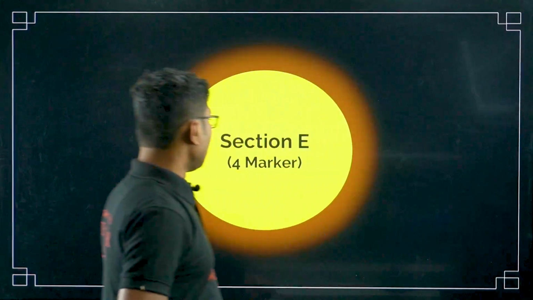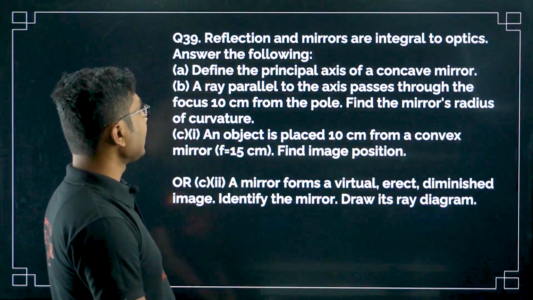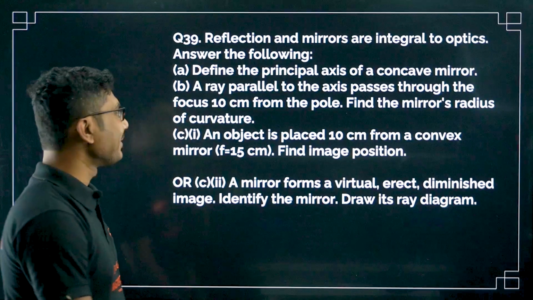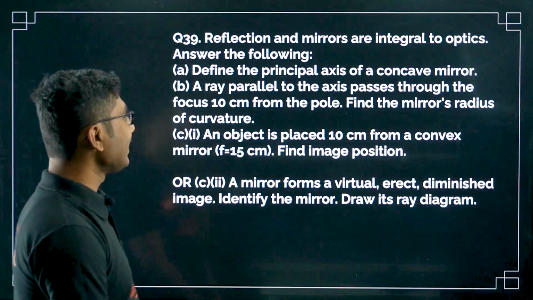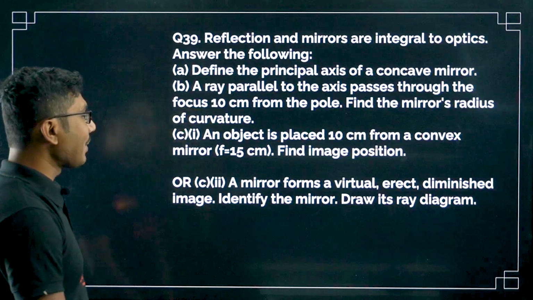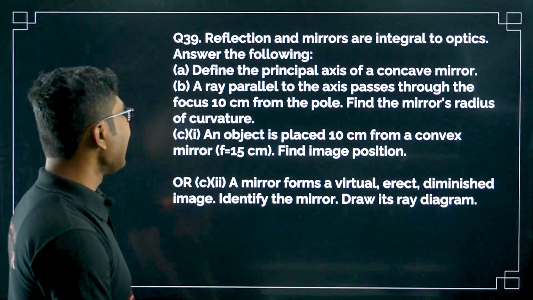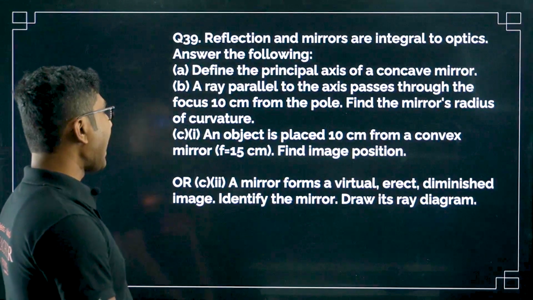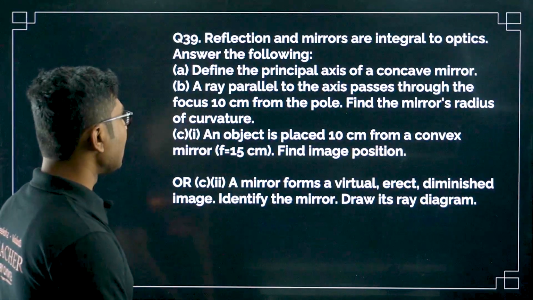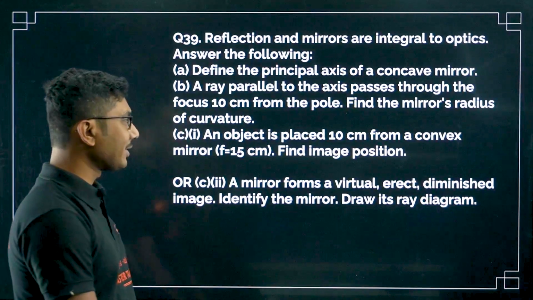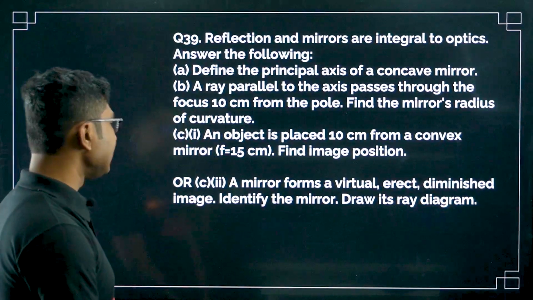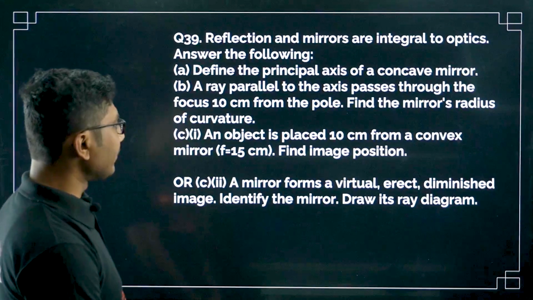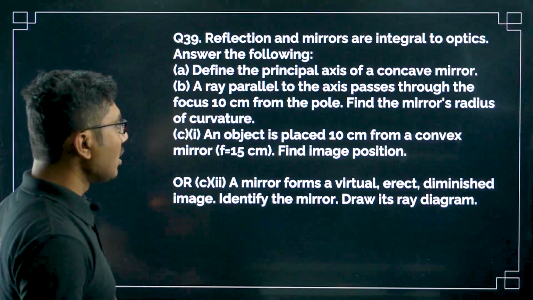Okay, now 4 marker question. Last question. Reflection and mirrors are integral to optics. Answer the following. So no statement, small statement, and then they directly ask the question. Define the principal axis of a concave mirror. A ray parallel to the axis passes through the focus 10 cm from the pole. Find the mirror's radius of curvature. Or, an object is placed 10 cm from a convex mirror, that is f equals 15 cm. Find the image position. Or, a mirror forms a virtual erect diminished image. Identify the mirror, draw its ray diagram.